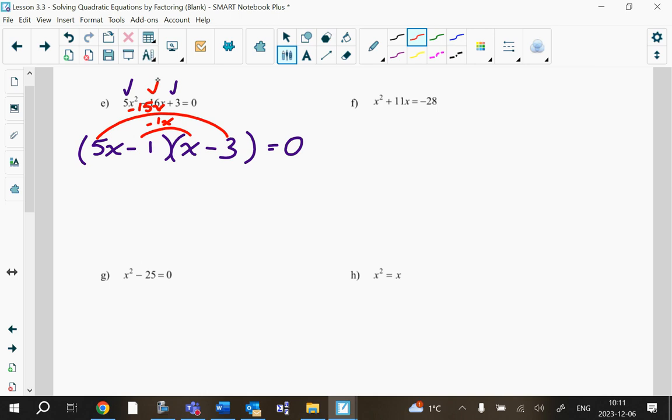Remember, we're not done yet. Now we've got to set each factor to 0 and solve for each. So this one, I add 1 to both sides first, and then divide both sides by 5 to get x by itself, so x equals 1/5 here. This one, I just add 3 to both sides, x equals 3. So my two answers, my two solutions, or my two roots are 1/5 and 3.